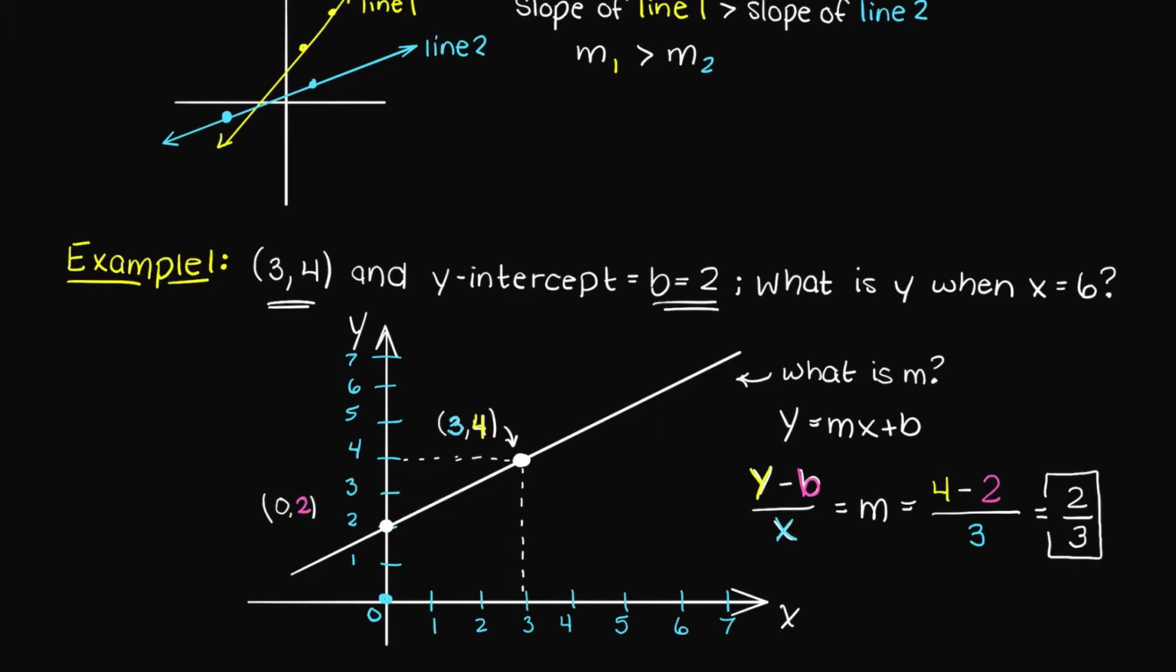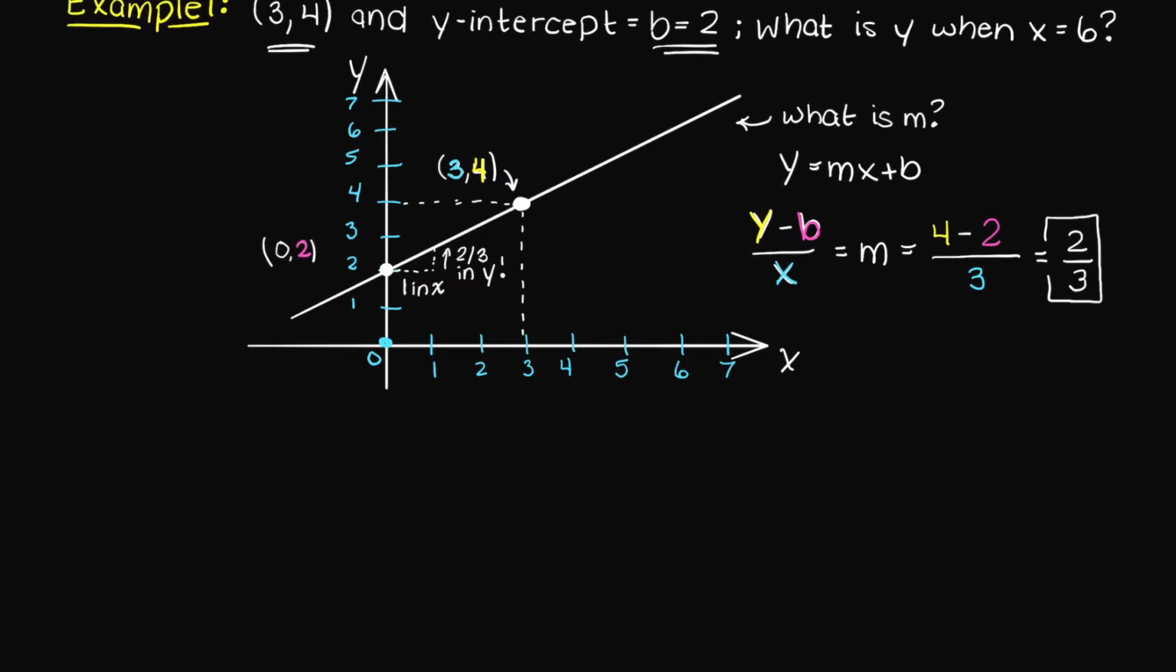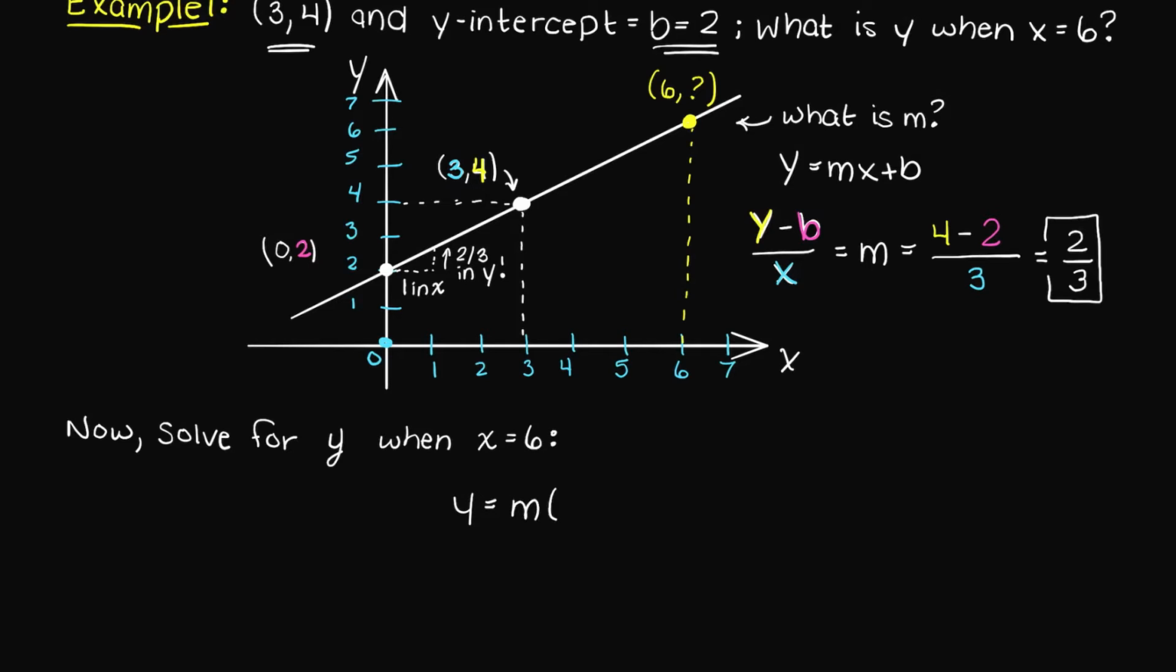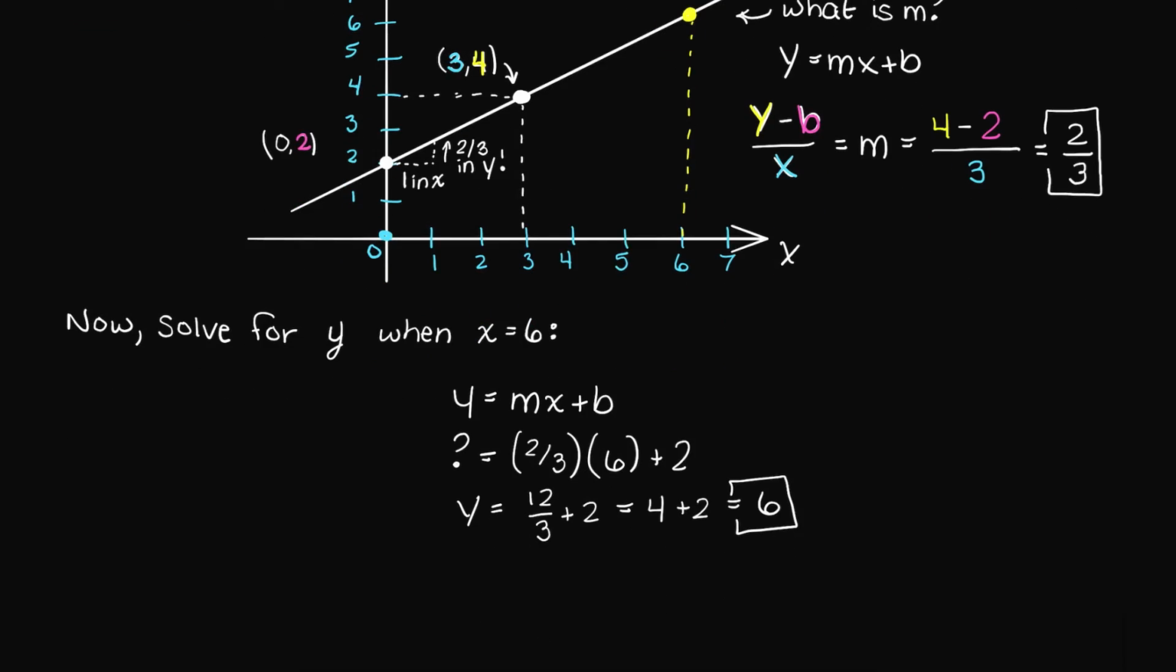So just for further clarification, this means that for every step, every plus 1 in the x direction, our y value will increase by 2/3. Now, let's see if we're ready to solve for y at an x value of 6 yet. We begin by applying the equation of a line. We see here that all we are missing is our y value, and since we are only missing one value and we only have one equation, we can easily solve this. So we see that y is equal to 6 when x is equal to 6.